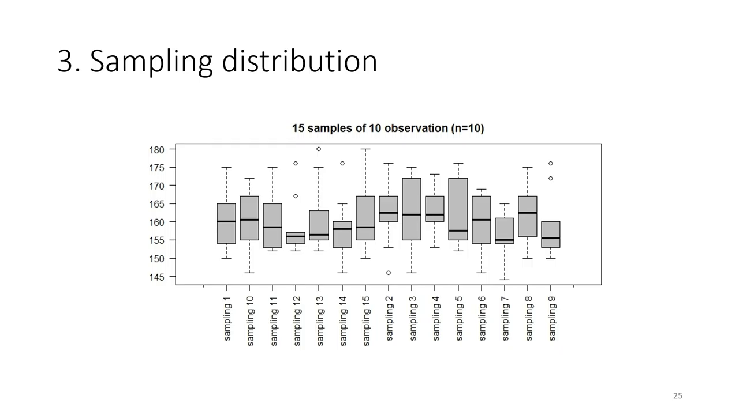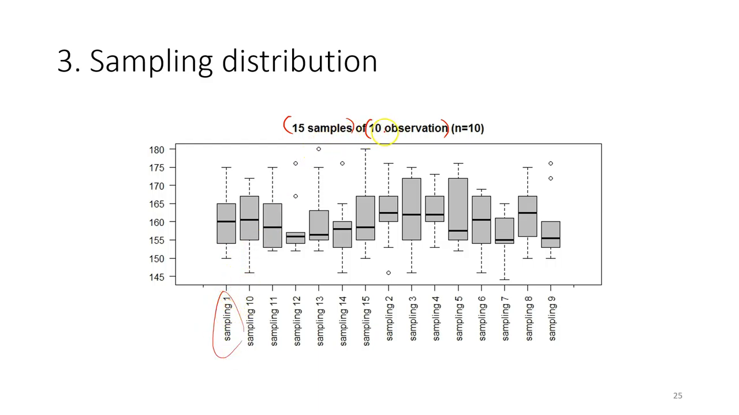So this is exactly what happened. For example, if you sample 50 samples and each sample consists of 10 observations, so n is 10, and after you repeat 15 times, you end up with this distribution of each of the samples, the data set of each of the samples. Each of the samples is slightly different. Correct? Okay, so this is for the first sampling.